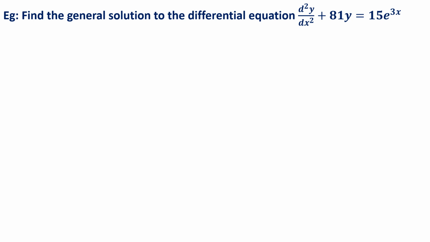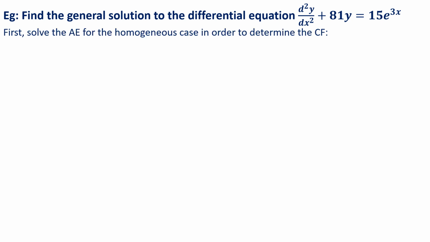Let's work through a complete example together. With this one, we've got d2y by dx squared plus 81y equals 15e to the 3x. The first step is always going to be to work towards a complementary function, which means an auxiliary equation. It's important to remember here that when you're constructing your auxiliary equation, if there are certain terms missing, like in this case there's no dy by dx term, then think carefully about whether it's an m or a constant or an m squared that's going on.